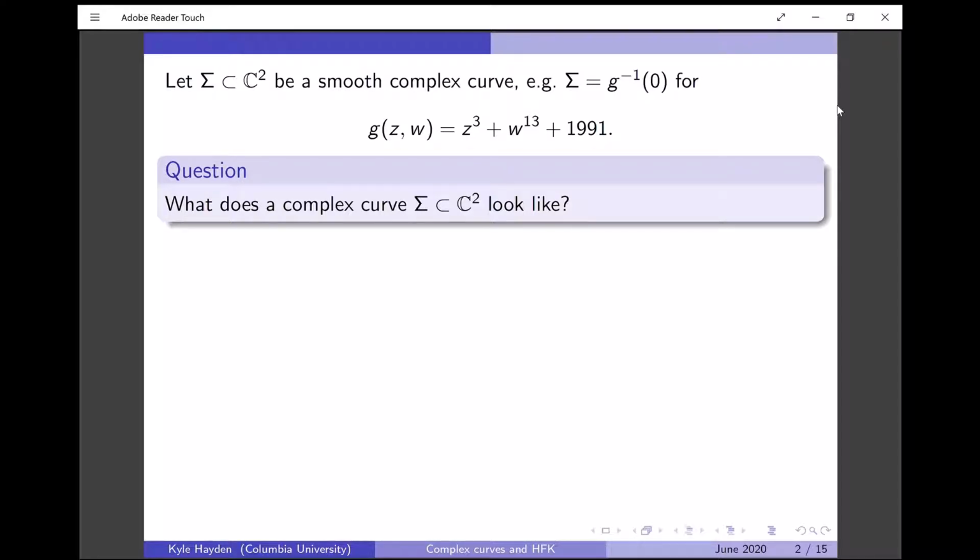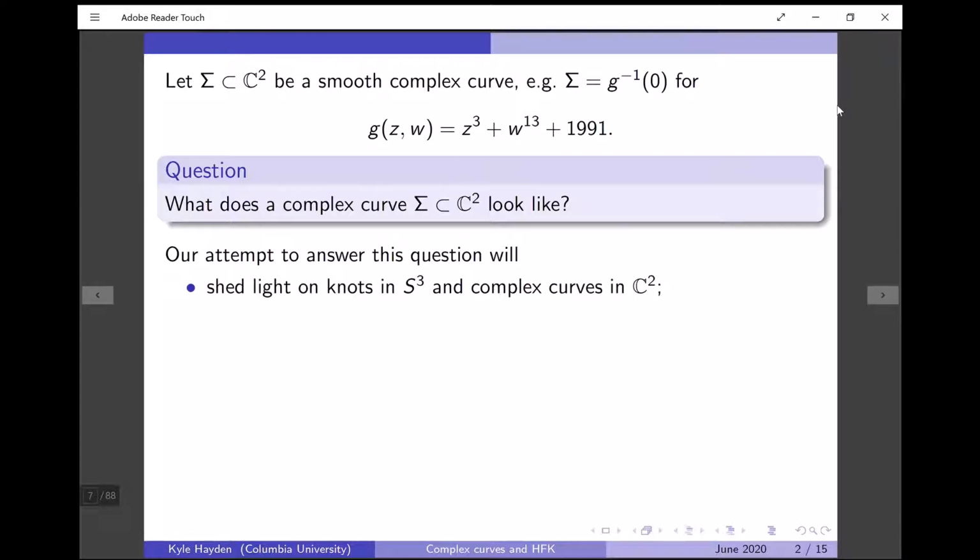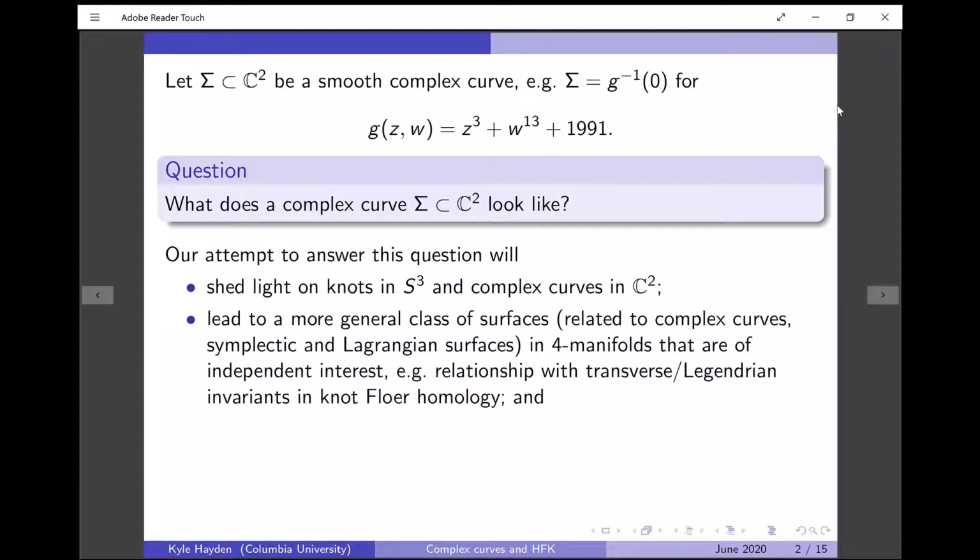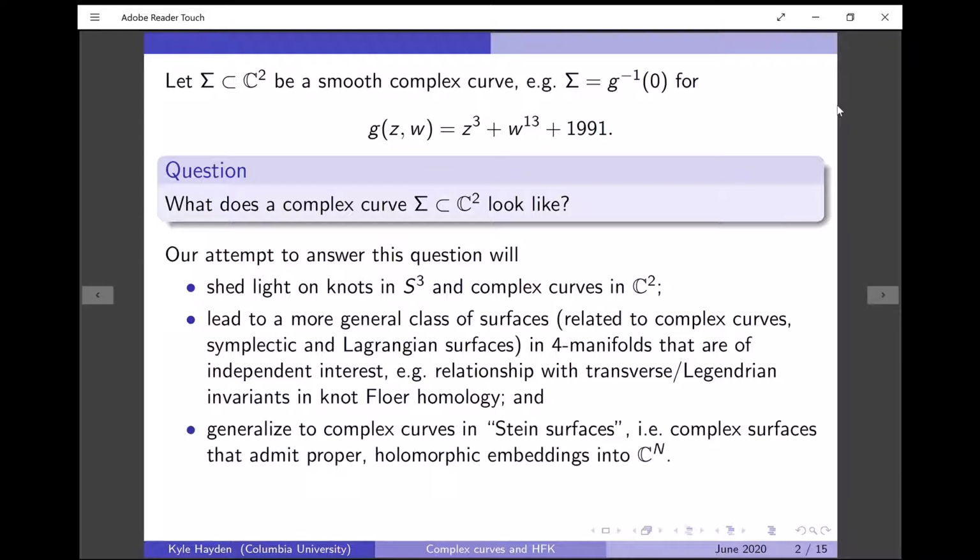So our attempt to answer this question is going to take us through a couple interesting areas. For one thing, it's going to shed light on knots in S3 and complex curves in C2. But it's also going to lead to a more general class of surfaces that are related to complex curves and symplectic and Lagrangian surfaces. And they're going to be of interest, in particular because they shed light on the behavior of invariants of transverse and Legendrian knots in knot Floer homology. And then finally, the techniques and the results we're going to talk about today generalize really naturally to the study of complex curves in Stein surfaces.